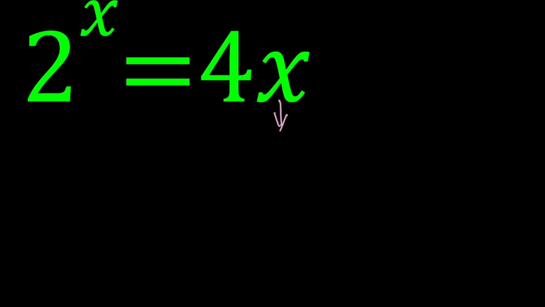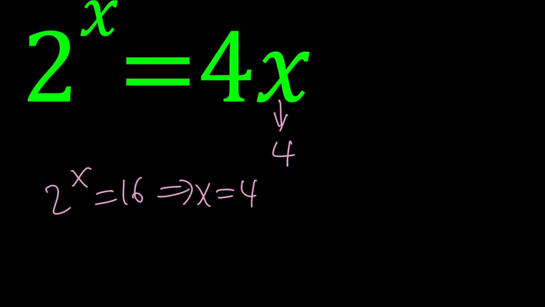But what if I try x equals 4? Then if x is equal to 4, then I get 16. 2 to the power x is 16, and this implies x equals 4. So if x is equal to 4, then x is equal to 4. In other words, x equals 4 is a solution. But the million-dollar question is, is that the only solution?